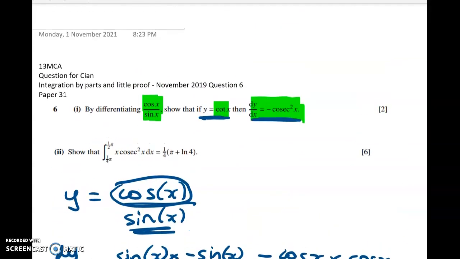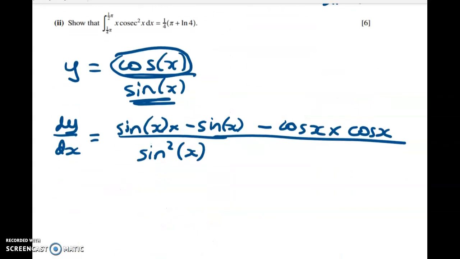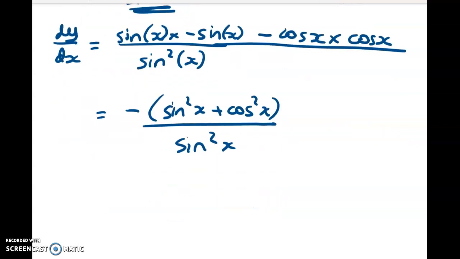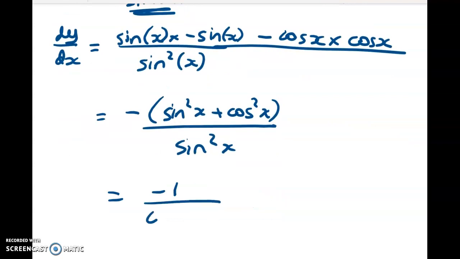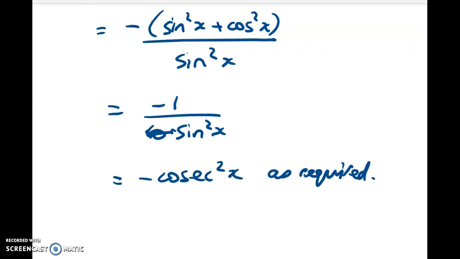So we need to get down to negative cosec squared of x, which of course is negative 1 over sine squared x. And you can see we're just about there. We've got the sine squared x. And in the top line now, we're going to have negative sine squared x plus cos squared x over sine squared x, which is equal to negative 1 over sine squared x, which equals negative cosec squared x as required. So that's the first little bit done.